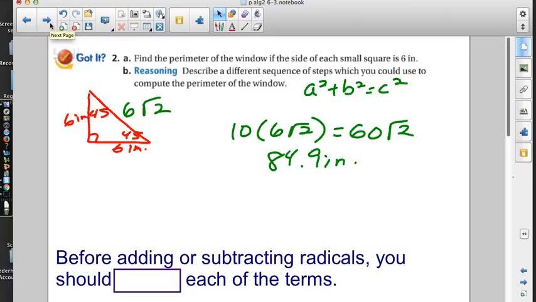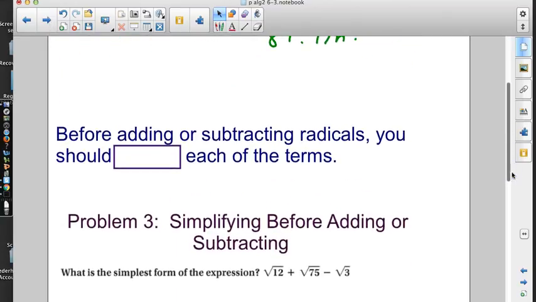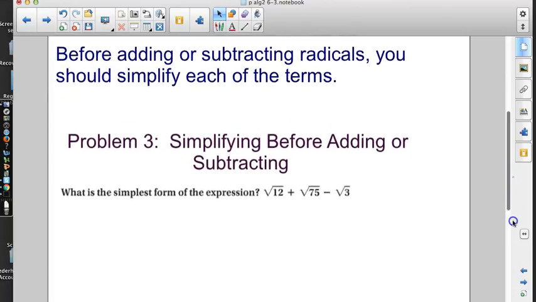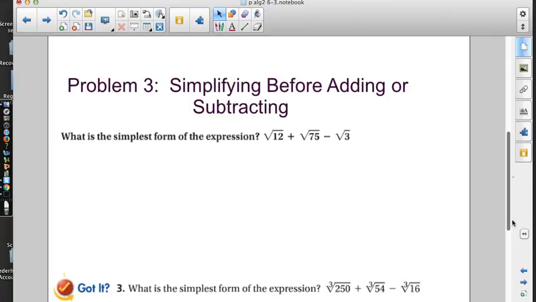the special right triangles. But for today's objective, we want to focus on whether or not we can simplify these first, and then we can do our addition and subtraction. Because sometimes we're going to look at them and go, wait a minute, those aren't the same, done. No, exactly. If we simplify them, then maybe we could put them together. That's the big key, and most of the problems will be that way, where we do have to do a little simplifying.